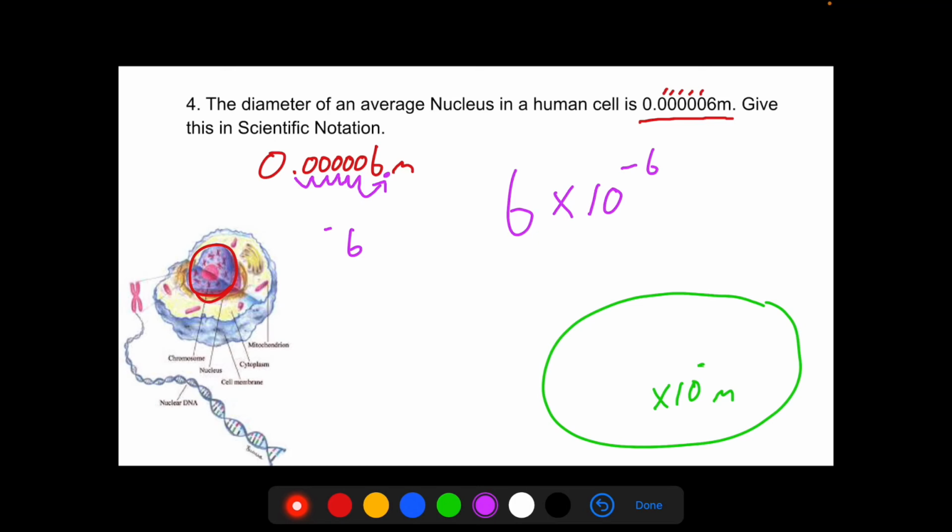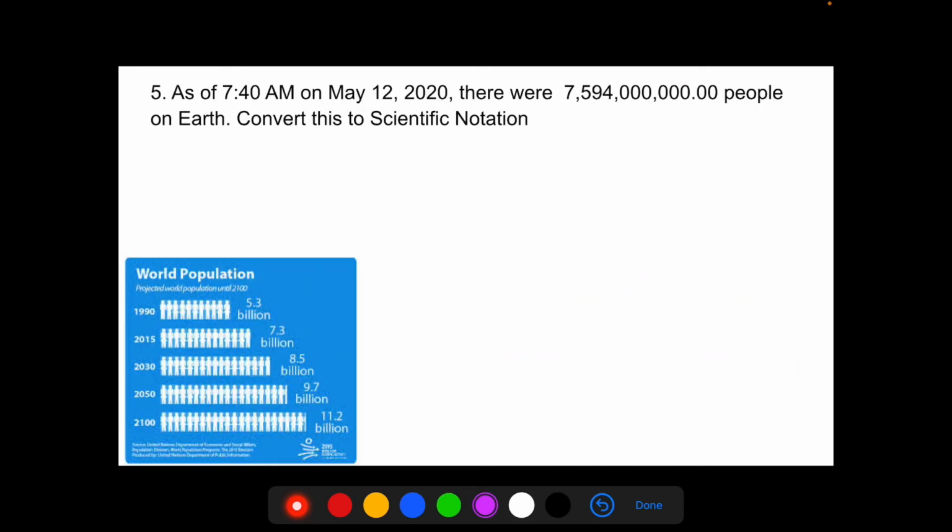Okay, so there's a couple ways to do it. You can move the decimal like I did, or you can just count. How many? We got 1, 2, 3, 4, 5, and 6. Okay, so a couple ways to find our answer of 6 times 10 to the negative 6 meters. And there is our answer in scientific notation.